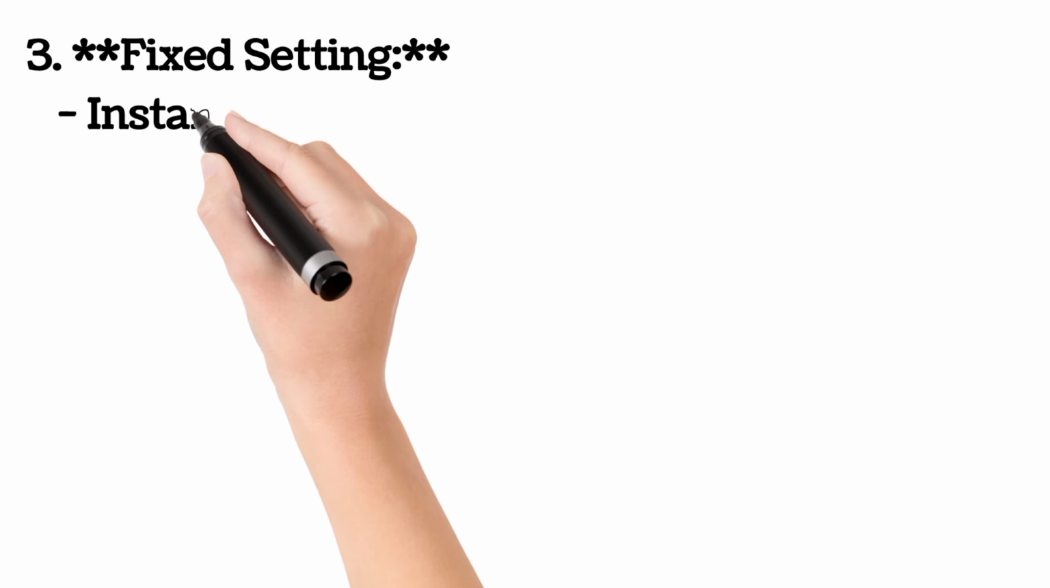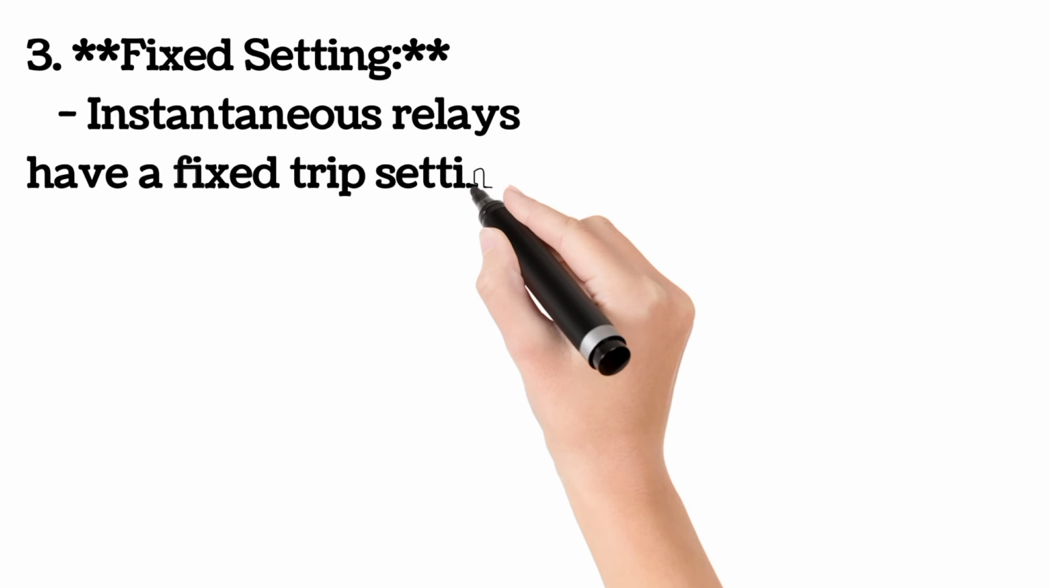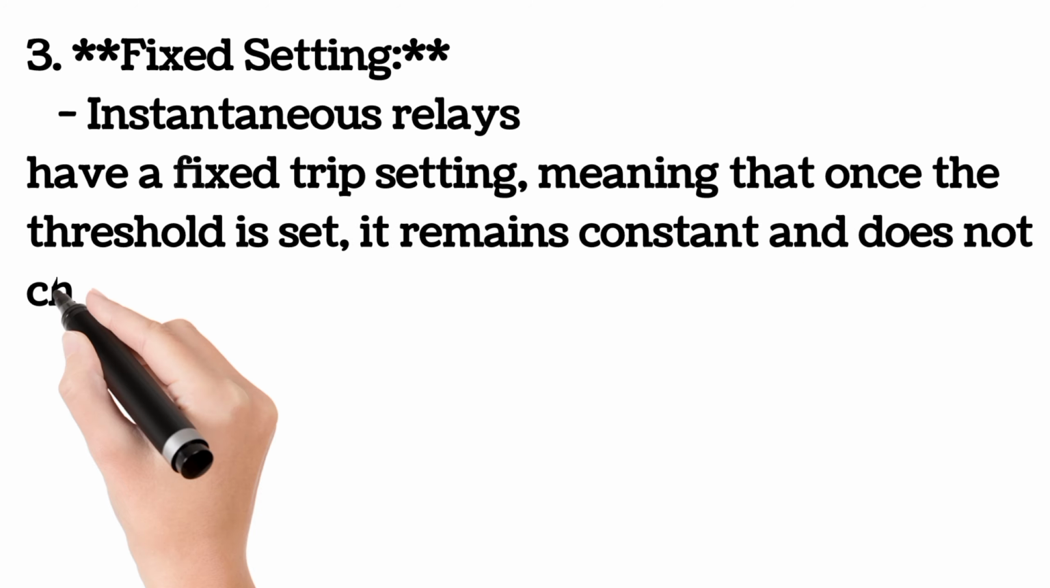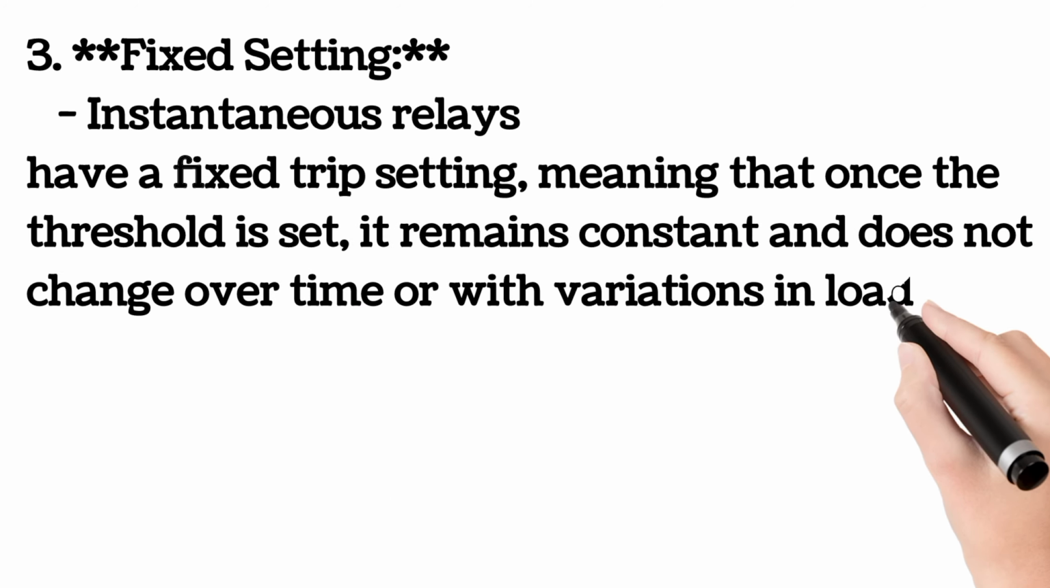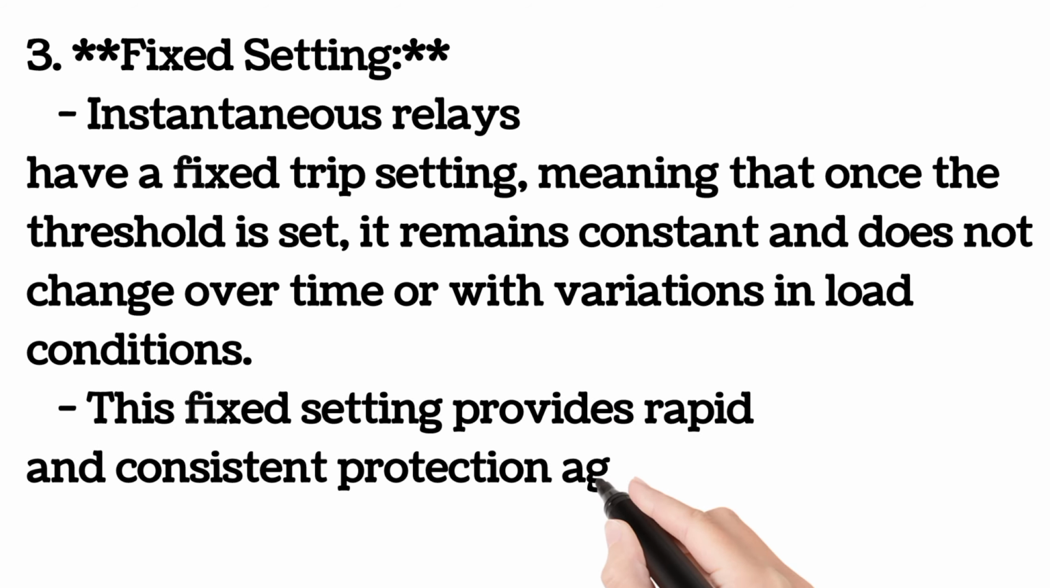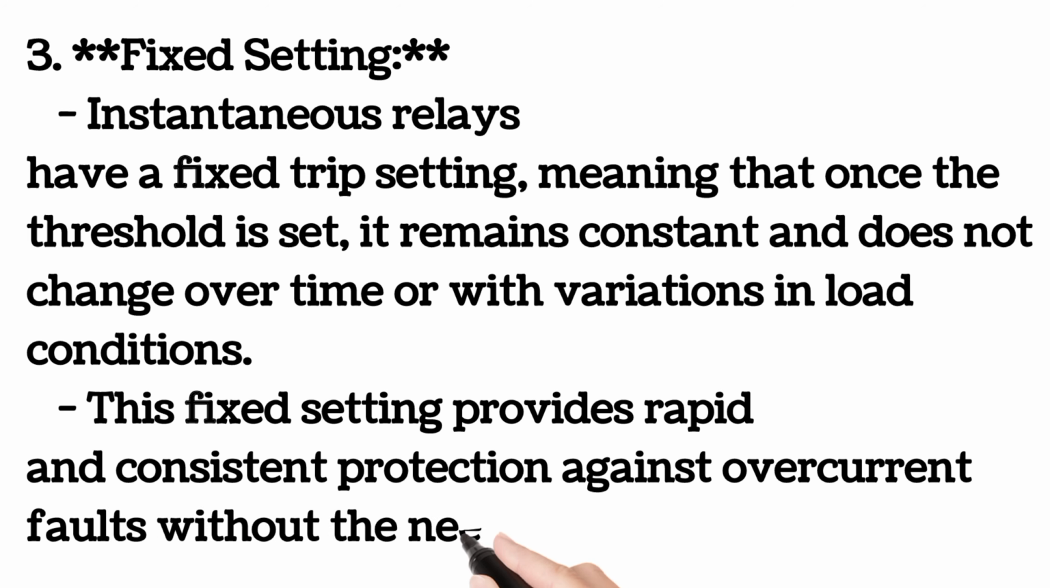3. Fixed setting. Instantaneous relays have a fixed trip setting, meaning that once the threshold is set, it remains constant and does not change over time or with variations in load conditions. This fixed setting provides rapid and consistent protection against overcurrent faults without the need for adjustment.